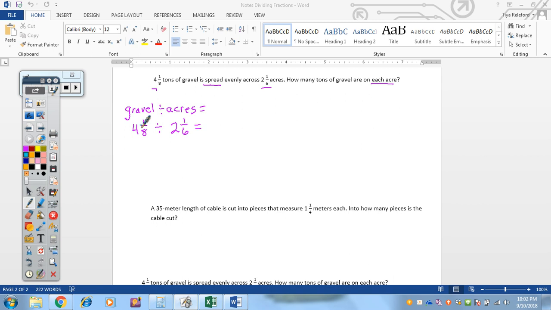And step 1 is improper fractions. 4 times 8 is 32. 32 plus 1 is 33. 6 times 2 is 12. 12 plus 1 is 13. Now I'm going to keep, change, flip.